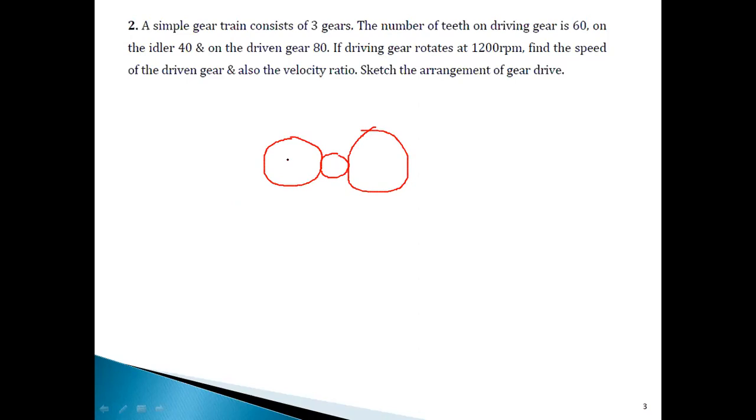Number 1 is our driver gear, number 2 is the idler gear, and number 3 is the driven gear. You need to transmit the power from the driver gear to the driven gear. As there is some space between 1 and 3, we are placing one small idler gear having 40 teeth. The driving gear rotates at 1200 rpm. He has given the speed of the driver gear as 1200 rpm. Find the speed of the driven gear, that is, N3 has to be calculated here.